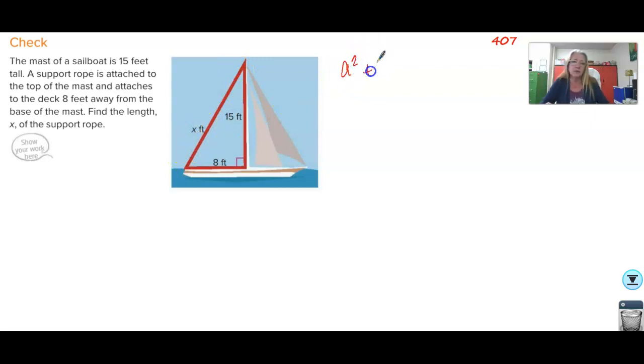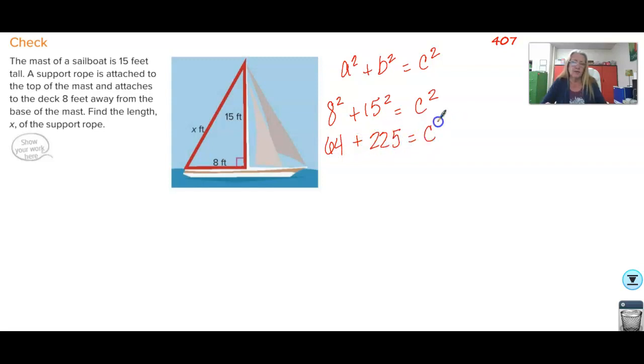We're going to use a squared plus b squared equals c squared, where a and b are the legs. These are the legs because they make the right angle. So we'll have 8 squared plus 15 squared equals c squared. 8 squared is 64. 15 squared is 225.